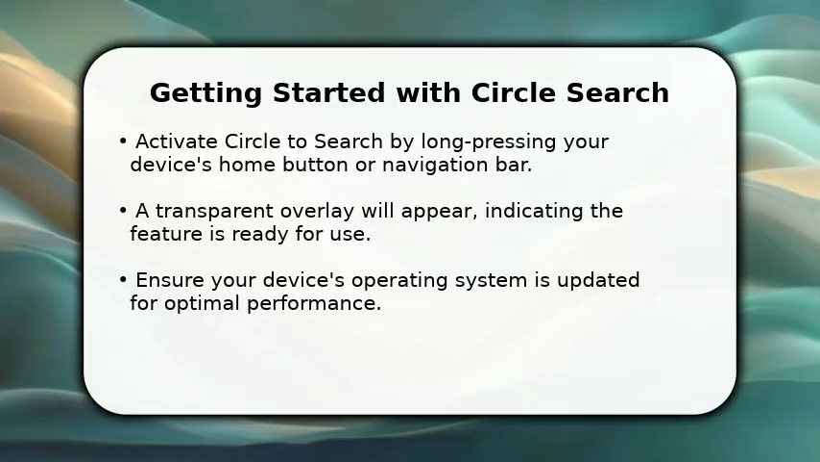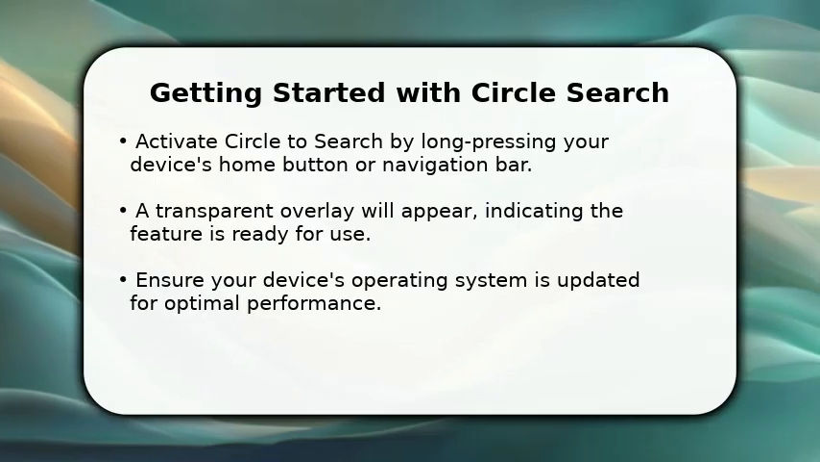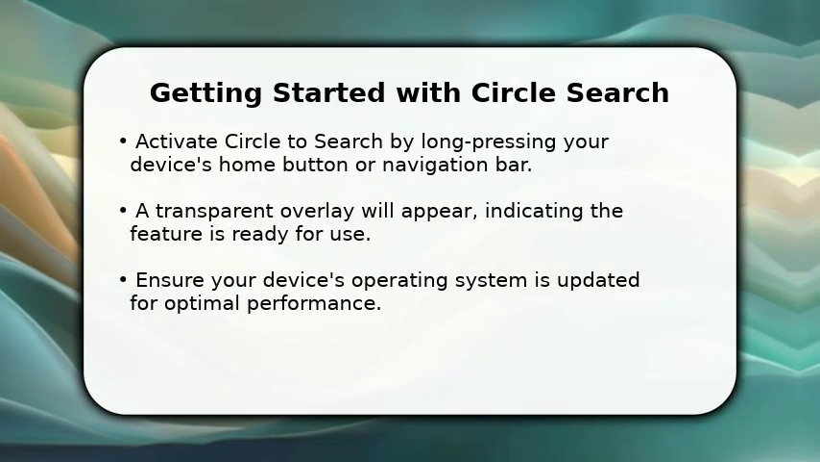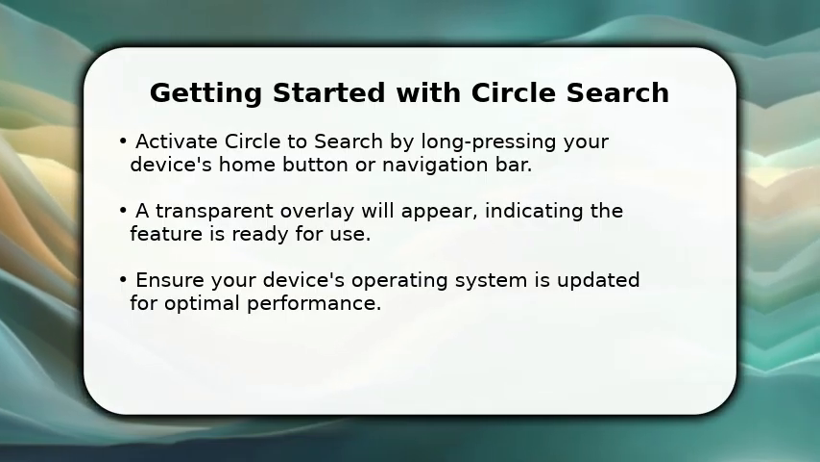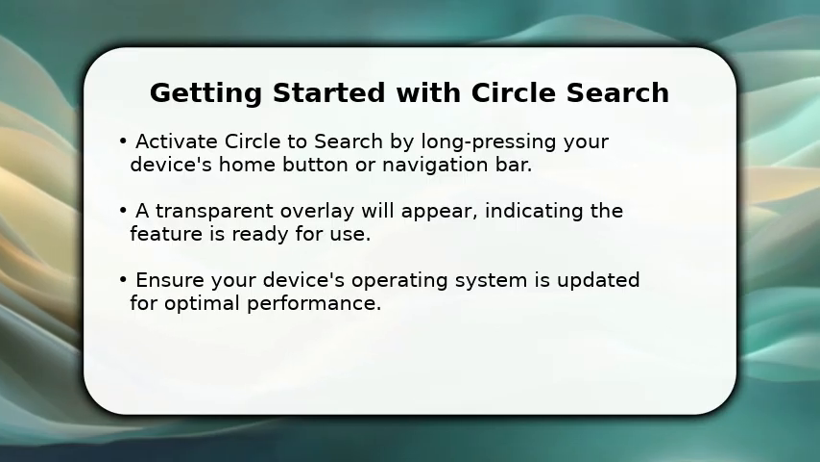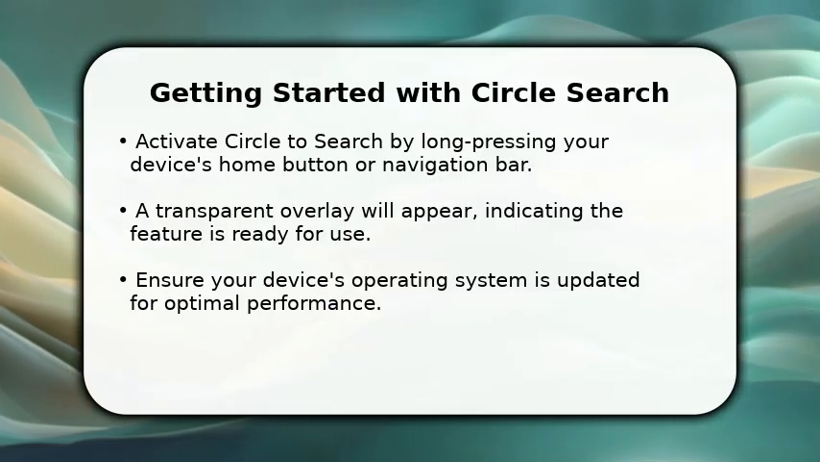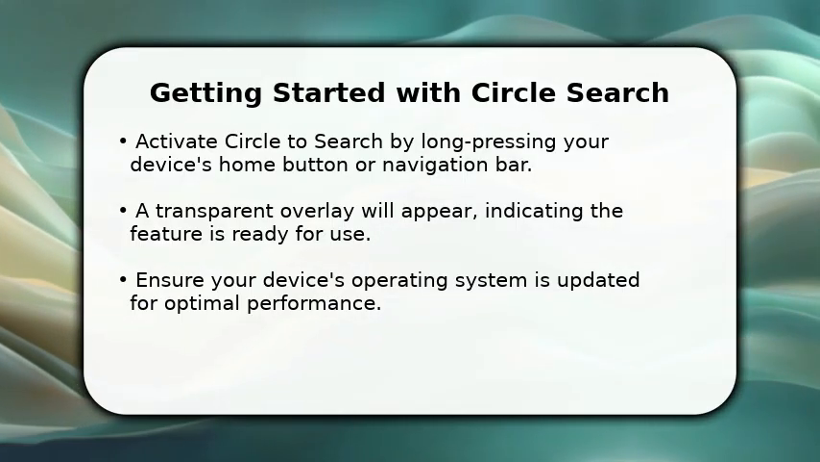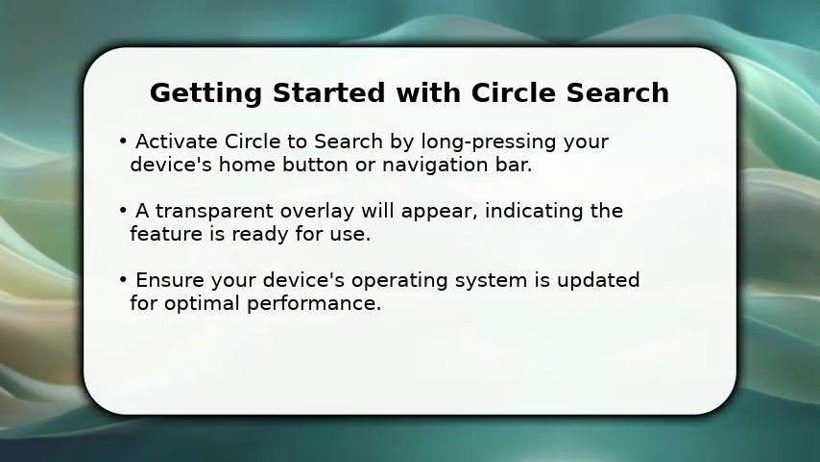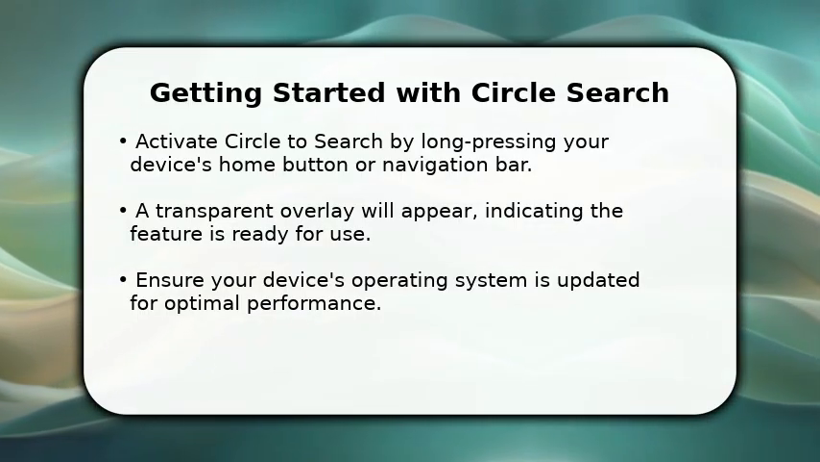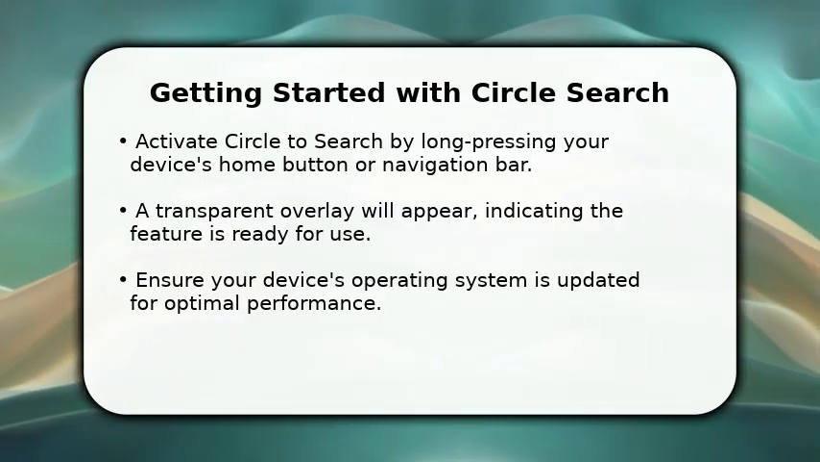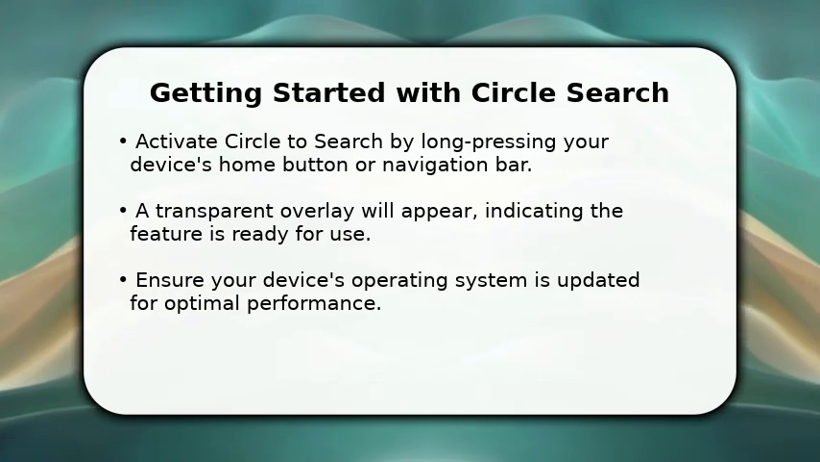In this video, I will explain how to use Circle to search. First, let's get started by activating the feature. Simply long press your device's home button or the navigation bar at the bottom of your screen. You'll notice a transparent overlay appear, signaling that Circle to search is now active and ready for your input. It's a super intuitive way to begin your visual search journey, making information just a tap and a circle away. Make sure your device is updated for the best experience.